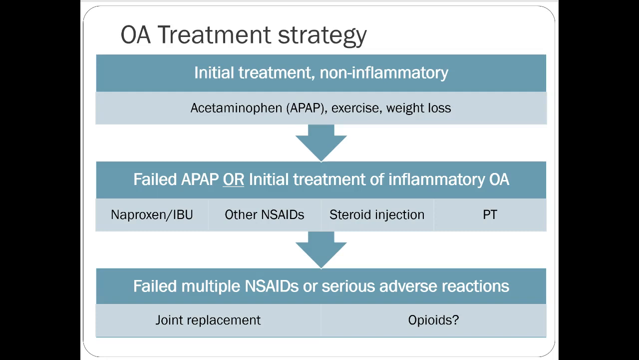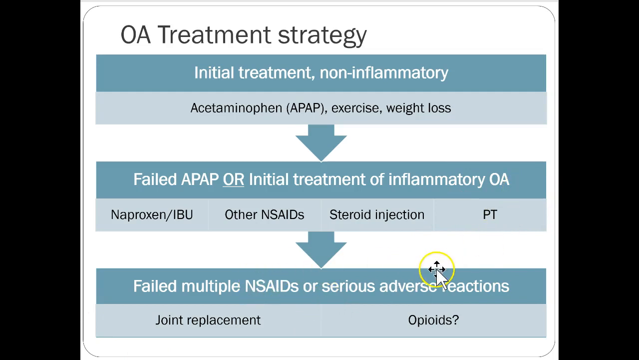If somebody fails acetaminophen, or there's obvious evidence of an inflammatory component to the joint, we're going to use NSAIDs, so naproxen or ibuprofen. Then we might move to other NSAIDs. Consider steroid injections either after NSAIDs aren't working fully, or if there's a contraindication to NSAIDs. Physical therapy would be maybe something to consider at this stage as well.